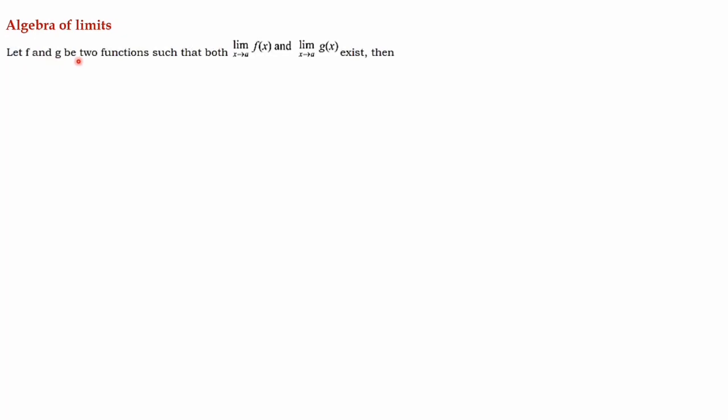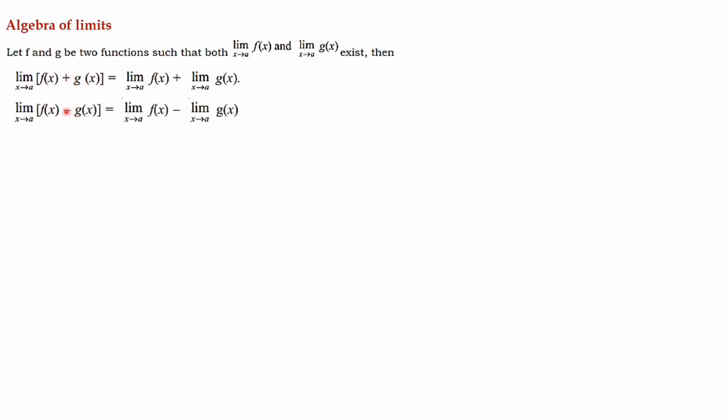Next we shall discuss some important results. Algebra of limits. Let f and g be two functions such that both the limit as x tends to a of f of x and the limit as x tends to a of g of x exist. Then the limit as x tends to a of f of x plus g of x is equal to the limit of f of x plus the limit of g of x. That means we have to take limits separately and add. In the same way, for minus, the limit of f of x minus g of x is equal to the limit of f of x minus the limit of g of x.